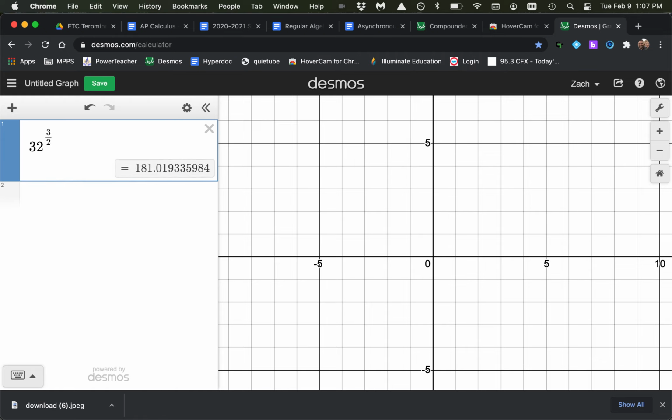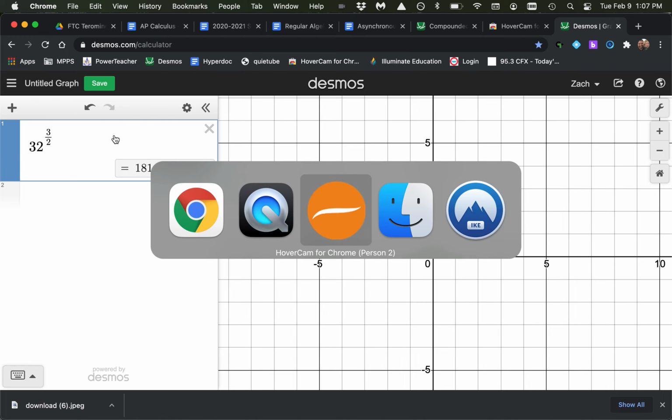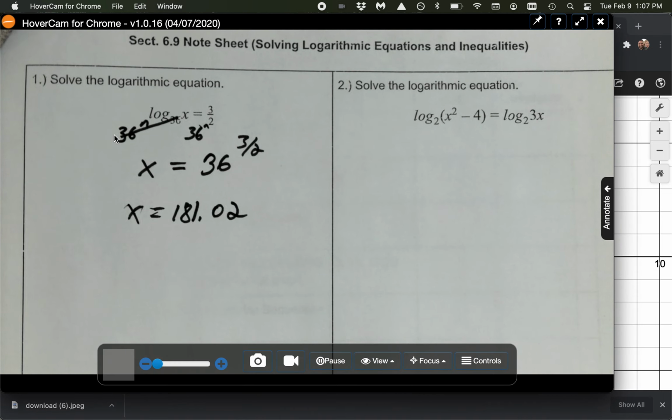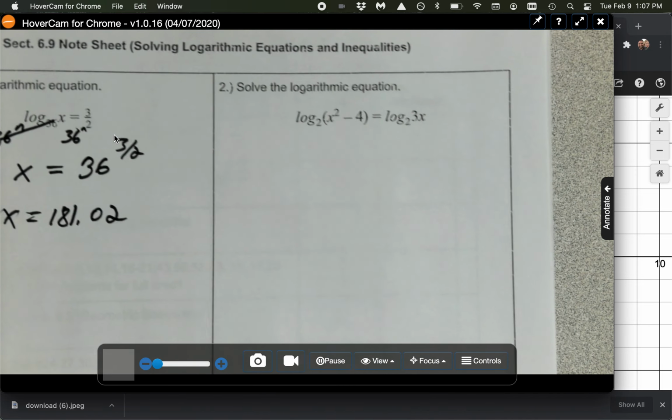And you get 216.00, 216. Okay, so that's it on that one. Let's go to the next one here.